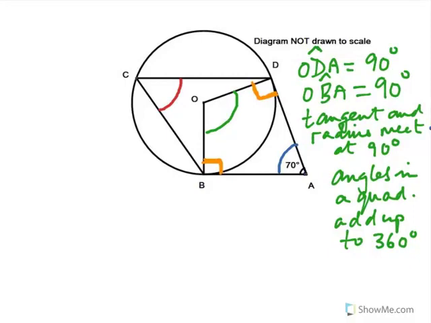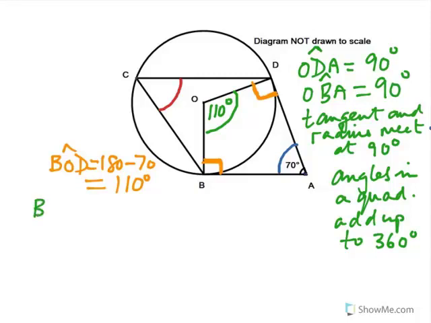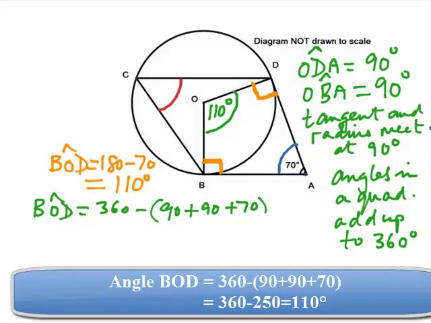So I can actually write down the quick way to find BOD is to say BOD is 180 minus 70, which is 110 degrees. So I can write in here 110 degrees. If you prefer, you can still say that BOD is 360 minus 90 plus 90 plus 70, and you'll get to the same result, which is 110 degrees.